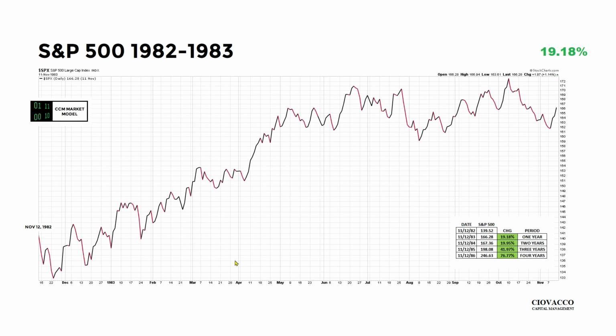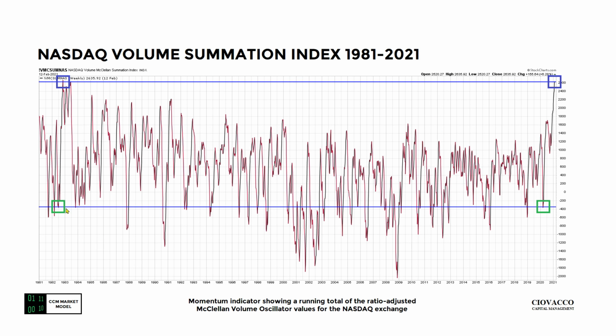From the date of the signal, there was a rapid and immediate drawdown in the S&P 500, but the S&P 500 was over 19% higher 1 year later, almost 20% higher 2 years later, over 40% higher 3 years later, and almost 77% higher 4 years later. That's what happened from this point here. The last time we've seen a move like this, 1982, never happened in here anywhere. It just happened in 2021.